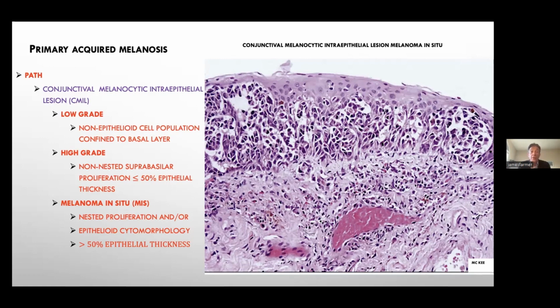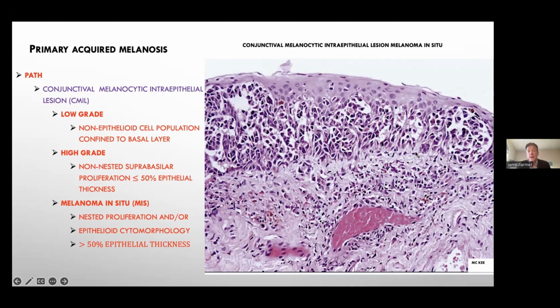We use the terminology conjunctival melanocytic intraepithelial lesion, or CMIL. It's classified into low-grade, which is a non-epithelioid cell population confined to the basal layer. High-grade is where it is non-nested, a suprabasilar proliferation less than 50%, and then melanoma in situ, which is full thickness or nested with an epithelioid cytomorphology. So this clearly would be melanoma in situ.